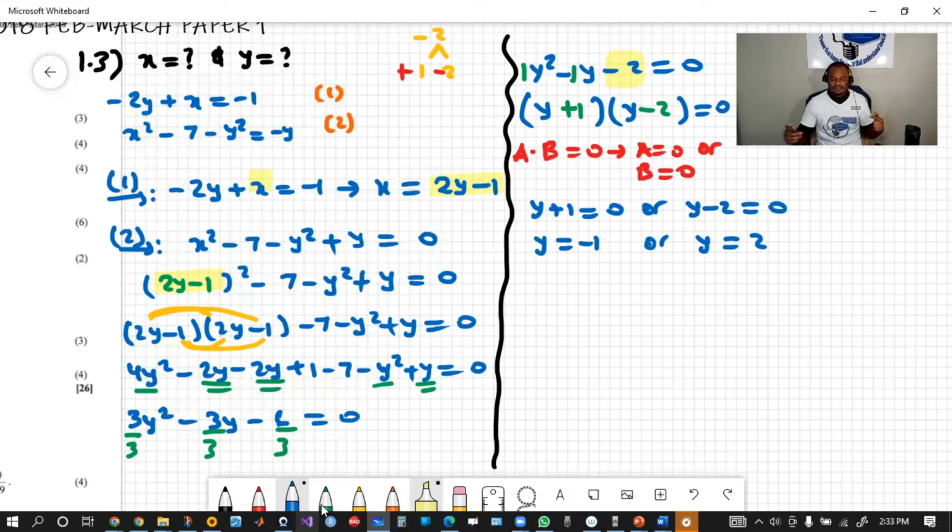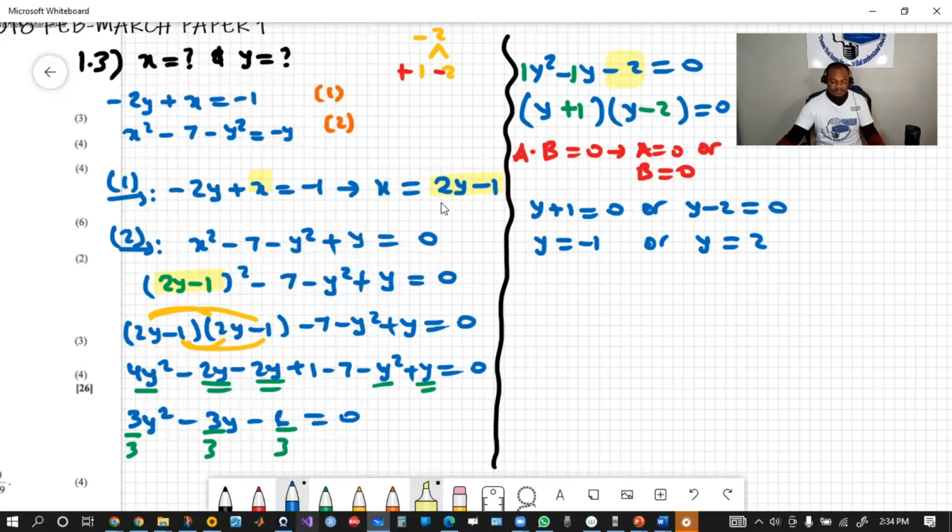How can we do that? We're going to substitute these values in either equation 1 or equation 2. It doesn't matter which equation you select, you must get the same answer. If the answers are different, it means you did something wrong. I prefer to substitute here because this is where we already made x the subject of the formula. We already expressed the equation in terms of y.